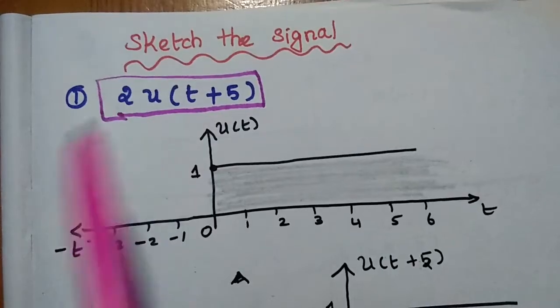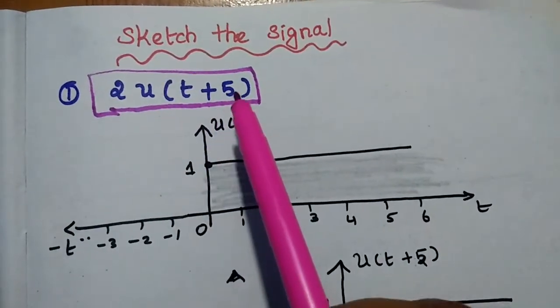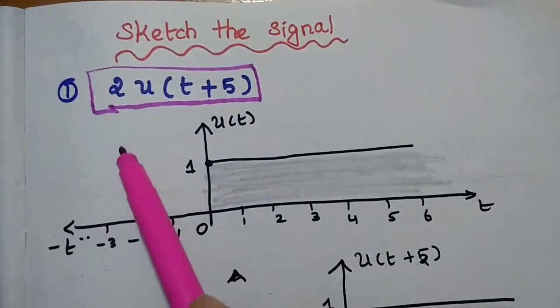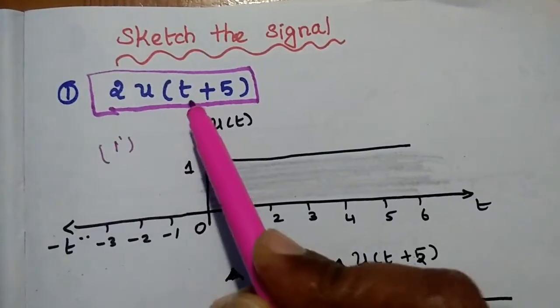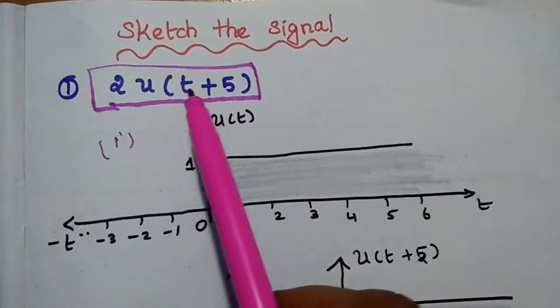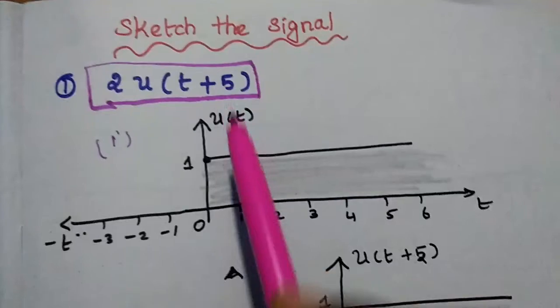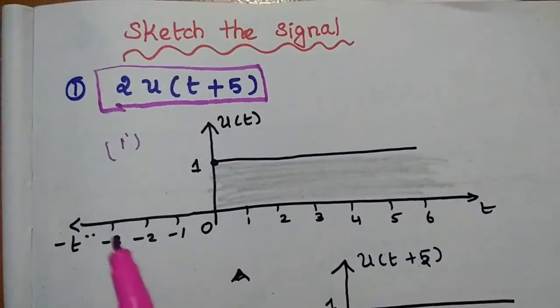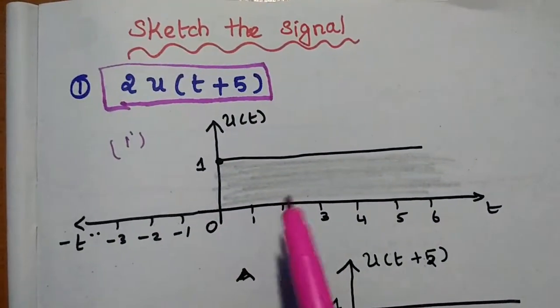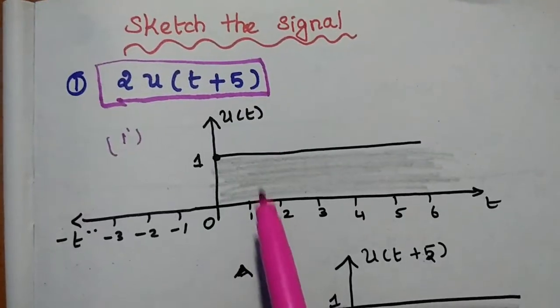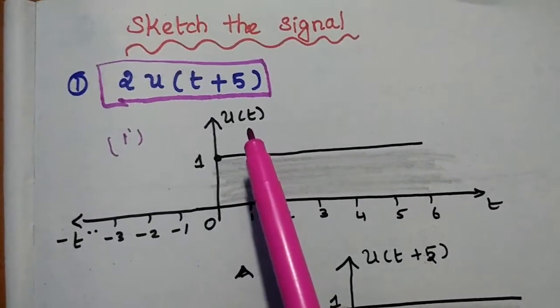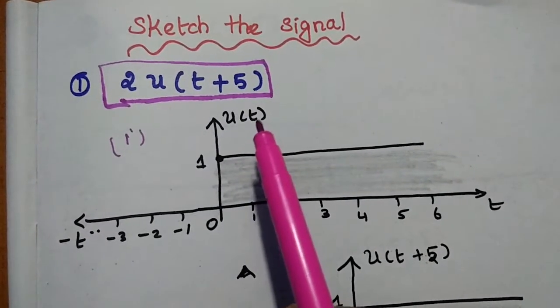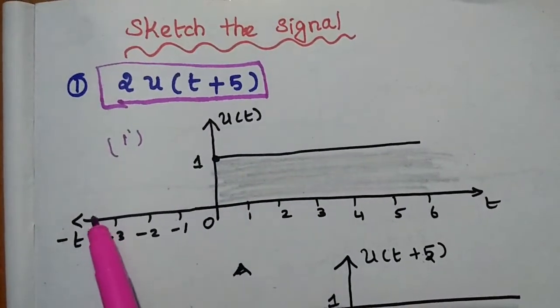This is what is given. Okay. We are going to sketch this signal. How? The first step. Okay. This is the given signal, 2 into u of t plus 5. First step is to draw the general form of u of t. So we know that the general form of u of t is what? This is the signal, correct?